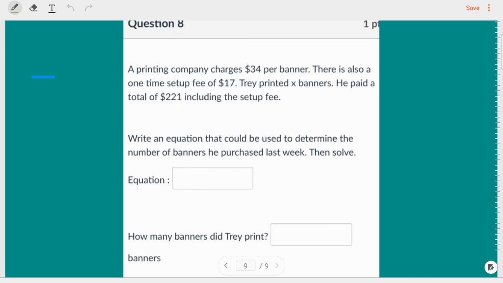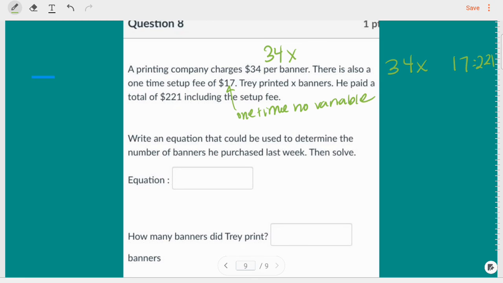Last but not least is this problem. A printing company charges $34 per banner. So 34x. There's also a one-time setup fee of $17. So this is my one-time, no variable. He paid a total of $221. So far I have 34x. I haven't decided if that's an increase or a decrease, so I'm going to leave a blank spot, equals 221.